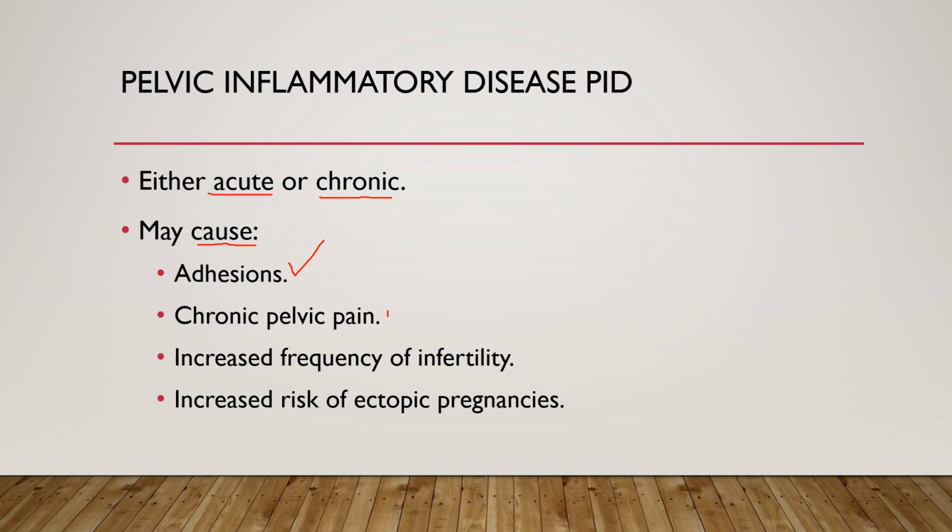Now, PID can also cause chronic pelvic pain, a constant state of pain. It can cause infertility, so it could actually prevent conception. And then anytime you cause scarring and so on, you narrow the fallopian tubes, and that scarring can constrict, so you can get a fertilized egg on one side of an obstruction, and then that egg implants, and now you've got an ectopic pregnancy, or what we would call a tubal pregnancy in the old days.